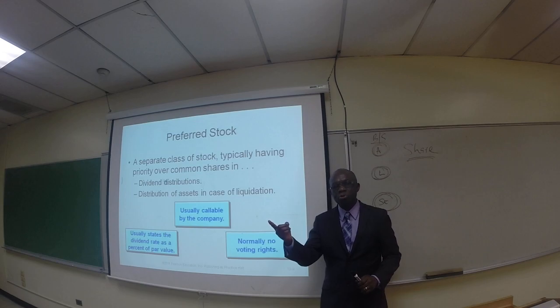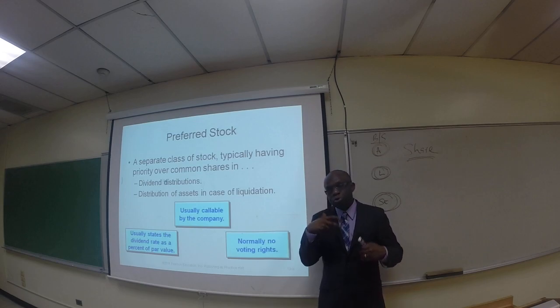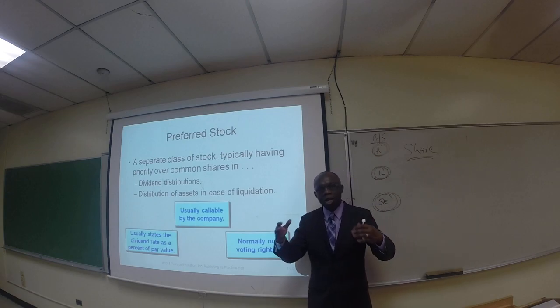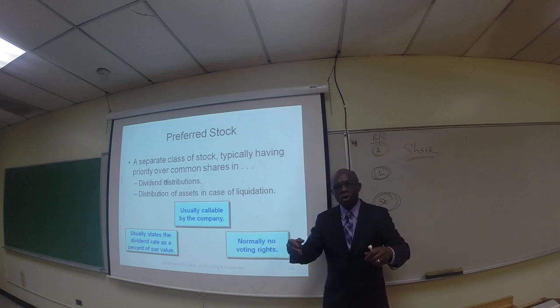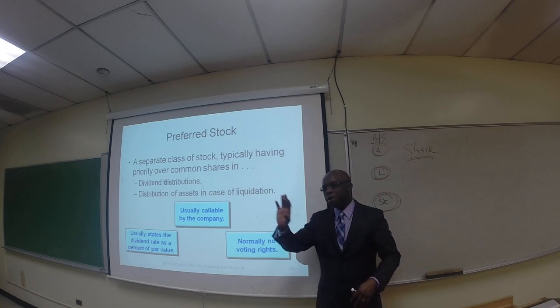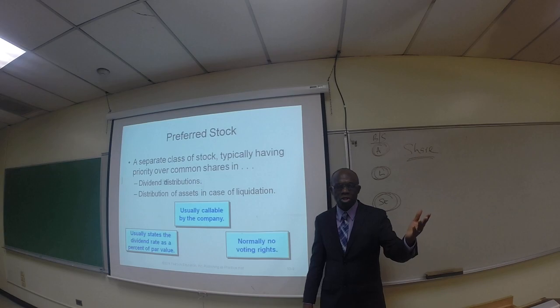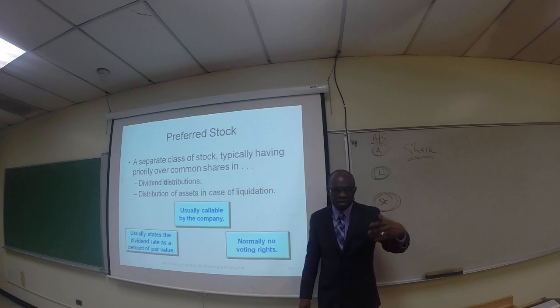Number 1, dividend distribution. When the company distributes dividends, the preferred stockholders are entitled to receive their dividend first. Whatever is left, if any, is given to the common stockholders. Distribution of assets in case of liquidation. If the company goes belly up, then we have to sell everything that we have, pay the creditors. Whatever is left has to be paid to the preferred stockholders. If anything is left, then the common stockholders will partake of that.